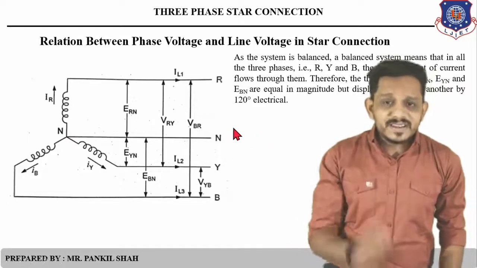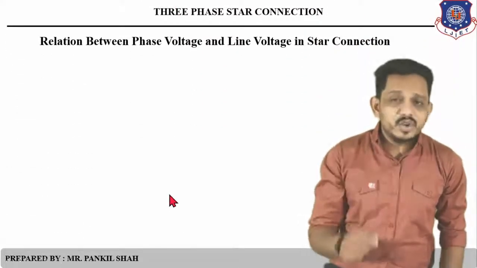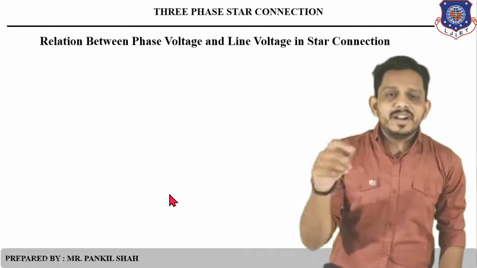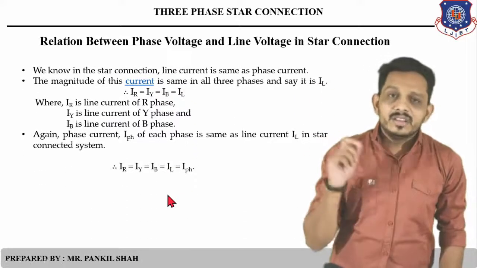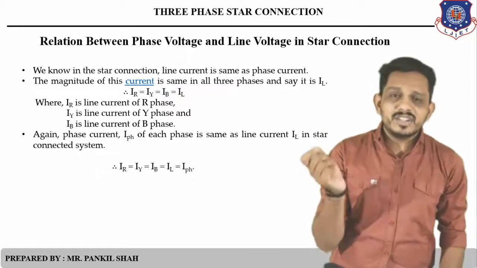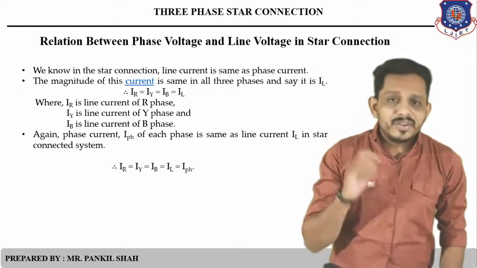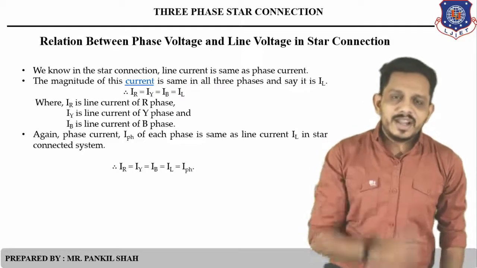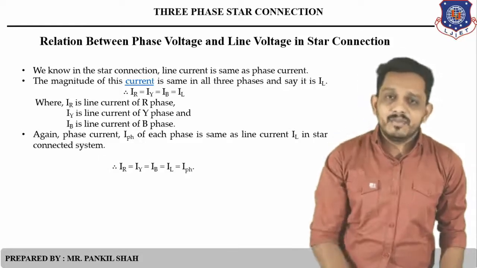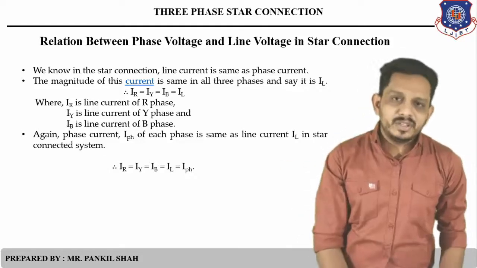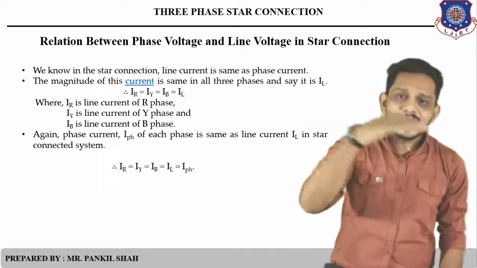Now, please understand that these three phase voltages are equal in magnitude and 120 degrees apart from each other. So now let's start deriving the relationship between phase voltage and line voltage. But before that, let's first talk about the phase current and line current. Why? Because you have seen in the previous figure that the phase current flowing through the coil is the same as the line current.